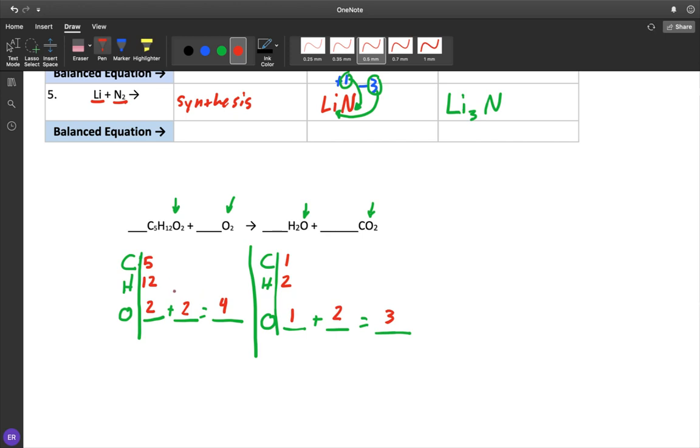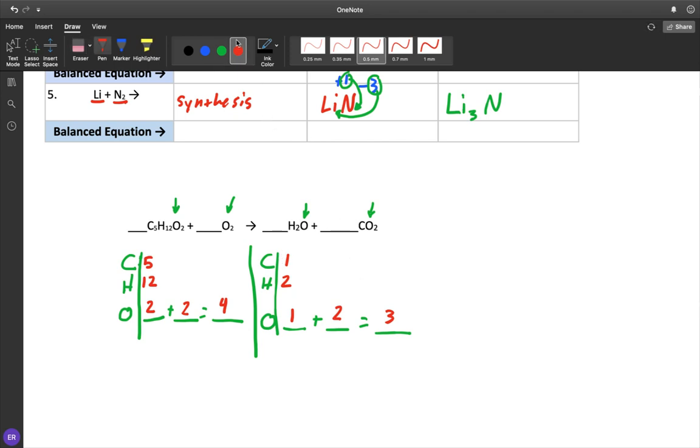Okay, so now oxygens, we often want to leave it till the end, and especially because O2 right here is by itself. So it's easier to change the amount of only oxygens at the very end. Okay, so let's start with the first one, carbon. So over here we have 5, and over here we have 1. We always want to change the smaller value. So we are going to change the product side.